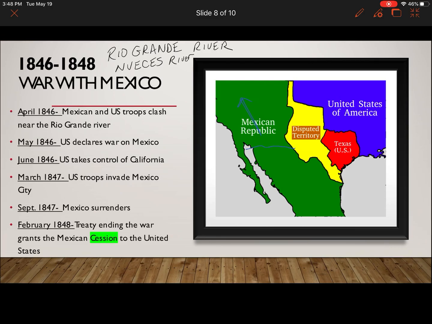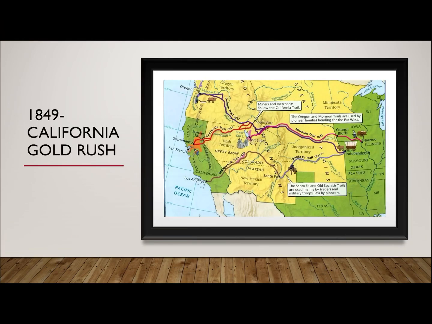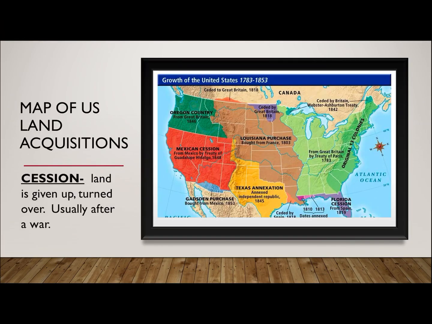And we're going to talk about the next way you can acquire land on the next slide. Let's go here first. A cession. All right. So if you look on my map here, this huge red chunk is all the land we took from Mexico as a result of defeating them in the war.